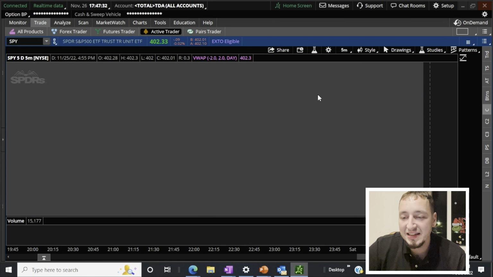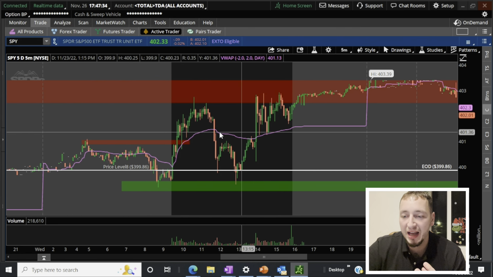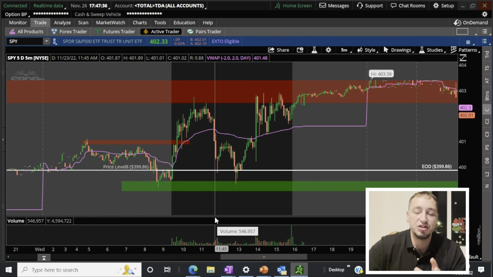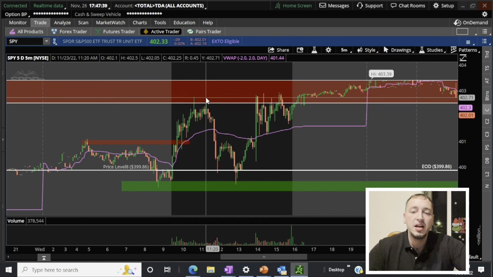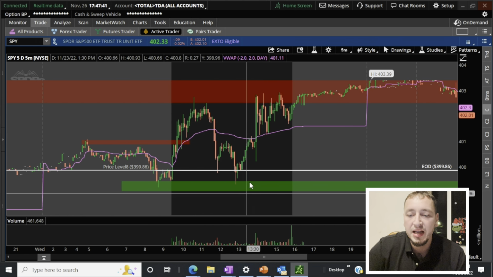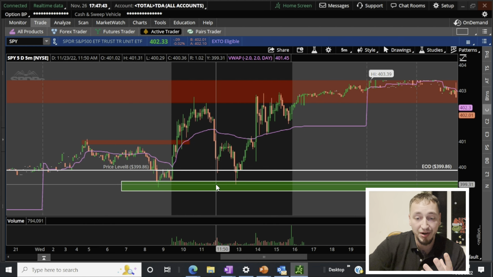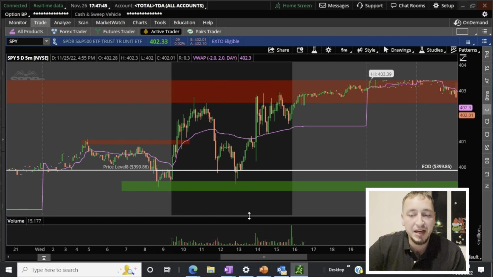I just love it, guys. These zones are so extremely powerful. And just looking back, look at this: chart patterns within zones all day. You get a clean rejection here at supply. You get a head and shoulders pattern here at demand. You get a double bottom here at demand.